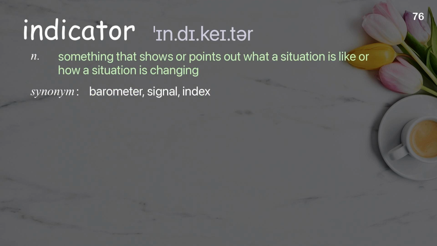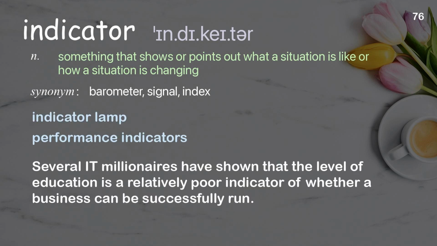Indicator. Something that shows or points out what a situation is like or how a situation is changing. Examples: Indicator lamp. Performance indicators. Several IT millionaires have shown that the level of education is a relatively poor indicator of whether a business can be successfully run.